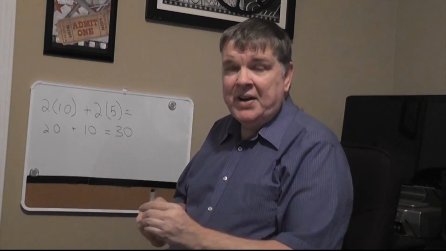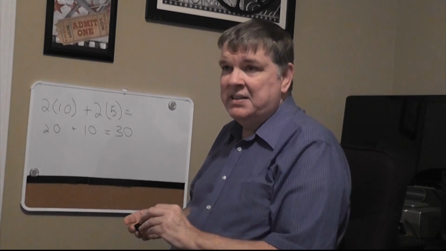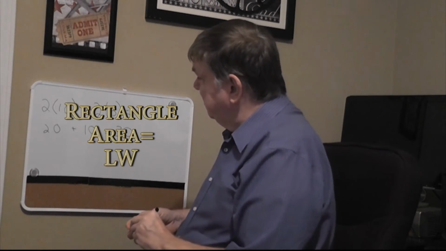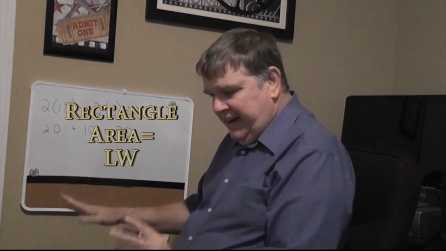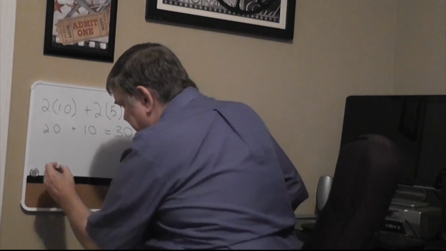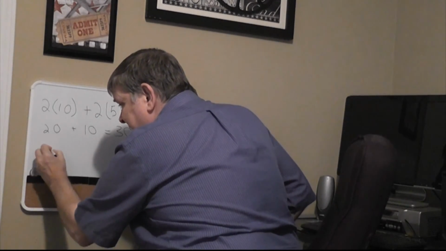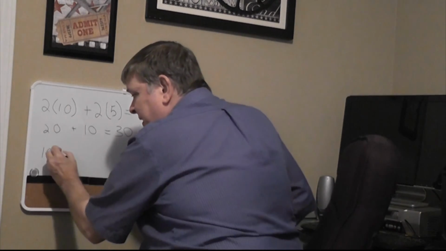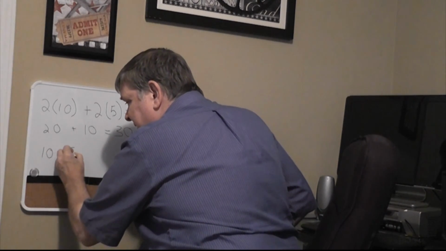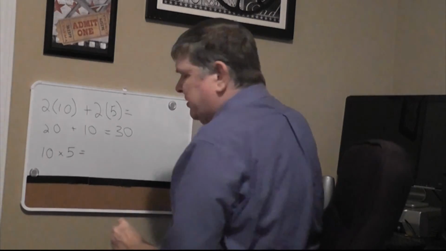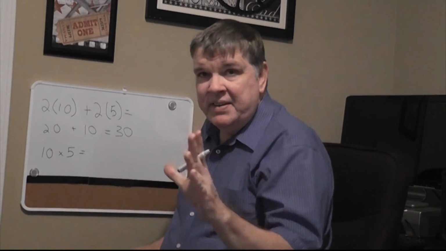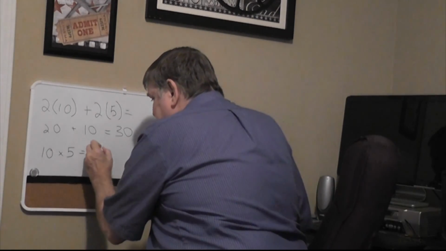Now, let's say we want to know the area of that rectangle. That's rather simple too. To find the area of a rectangle, you just take the length times the width of a rectangle. So in this case, the length is 10 and the width is 5. So the area of our rectangle is 50.